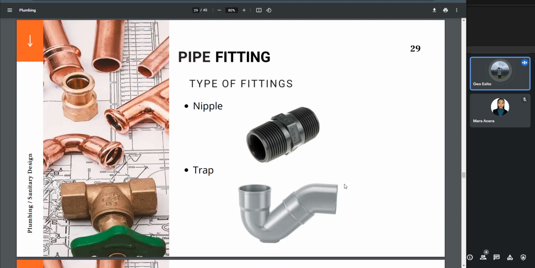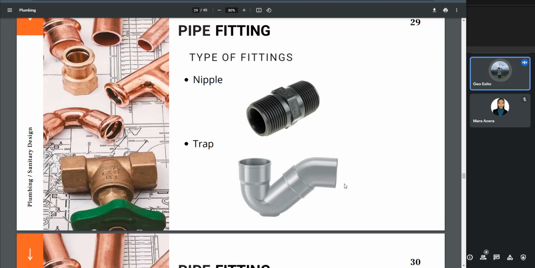Next is the nipple. It is a piece of pipe having thread at both sides and could be used for short extension of plumbing lines. It can also be used for connecting two fittings within a small distance.